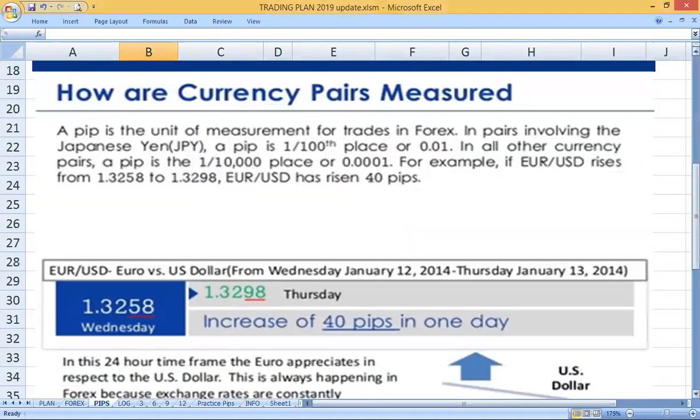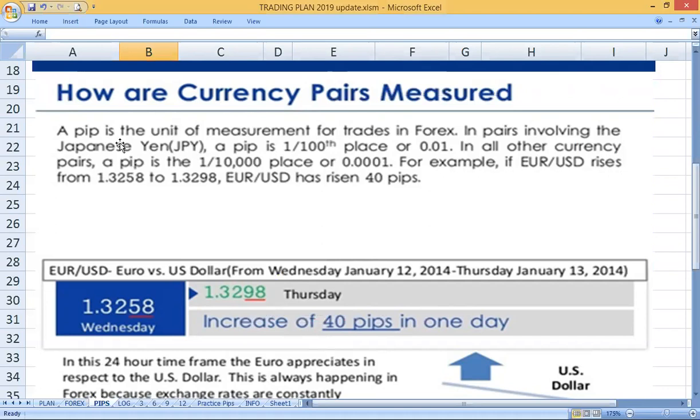If on one day the exchange rate was 1.3258, and the next day it changed to 1.3298, it changed or increased by 40 pips. Again, we measure it on the fourth place after the decimal, which is technically the 10,000th place, but it makes it a lot easier to say 40 pips. Just to make it a little easier, 1 penny in this example equals 100 pips. So it only changed 40 pips, right?